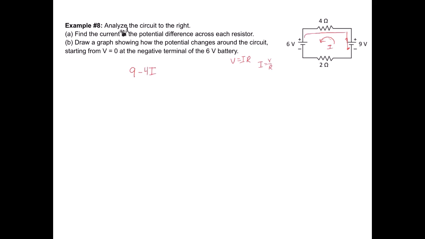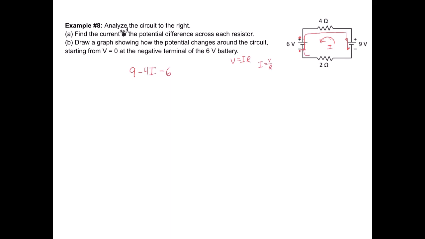Then I'm going to go through the 6 volt battery here, but notice I'm going from the positive side down to the negative side. Now what that means is that I'm actually going to subtract 6 here because I had a higher potential on this side and a lower potential on this side. Now what the actual values are doesn't matter. What matters is it goes from some value and then it's 6 less than it was. So I'm going to subtract 6.